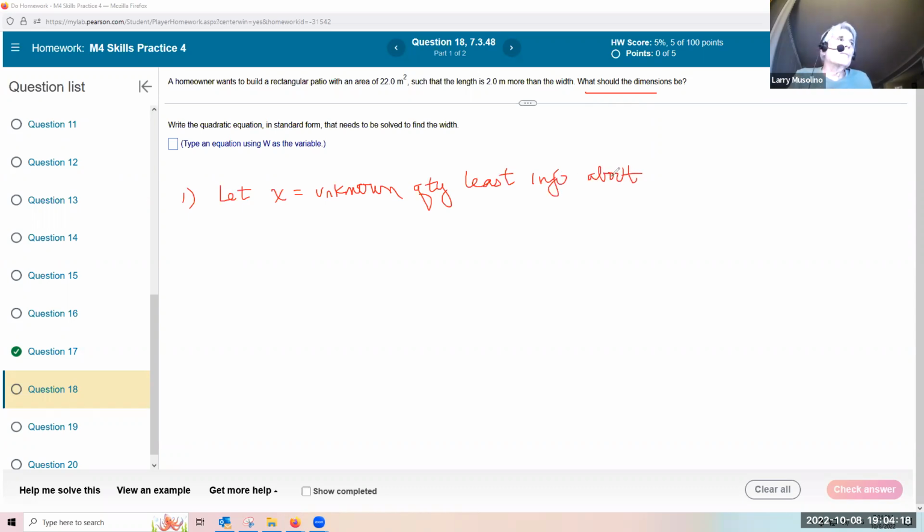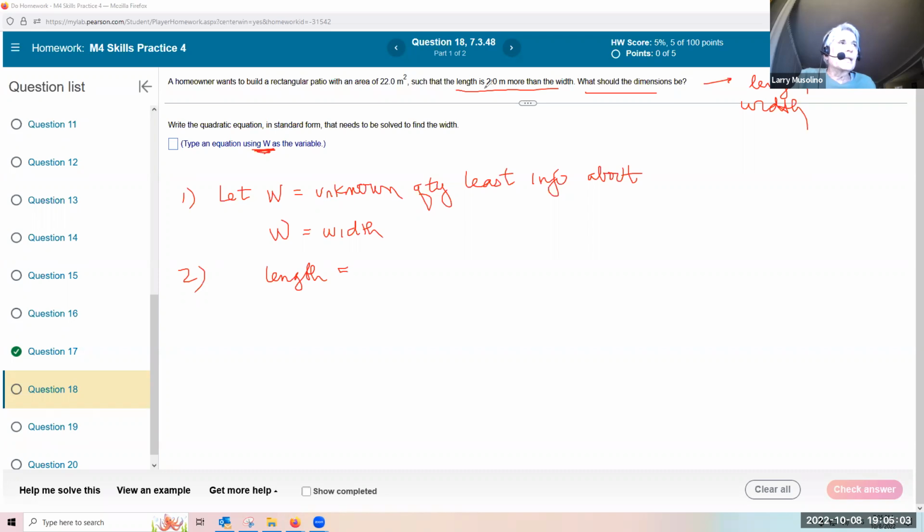Well, they're asking us for the dimensions of this rectangle. Dimensions means find the length and width. And I'm noticing they're saying the length is 2 more than the width. Well, I don't know anything about the width. I know a little more about the length. So I'm going to let x be the width. Now, I don't have to use the letter x. I can use any letter I want. I'm going to change it because I can see they're telling me to use w as the unknown quantity. Let's use w just to be consistent with their instructions. All right, now we need step 2. We need to come up with an expression for the length.